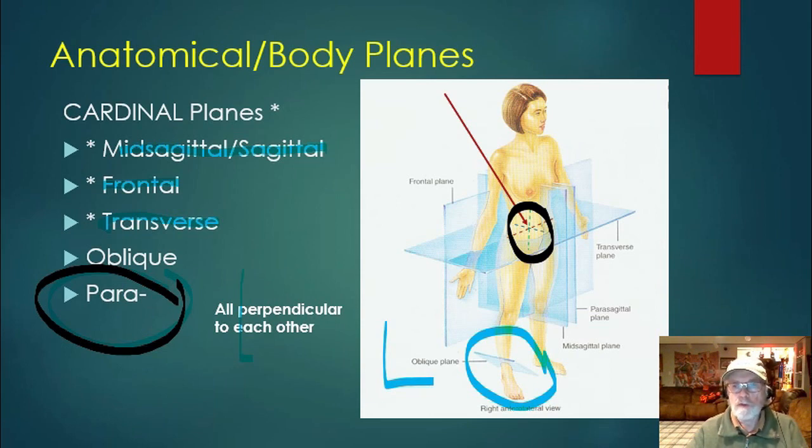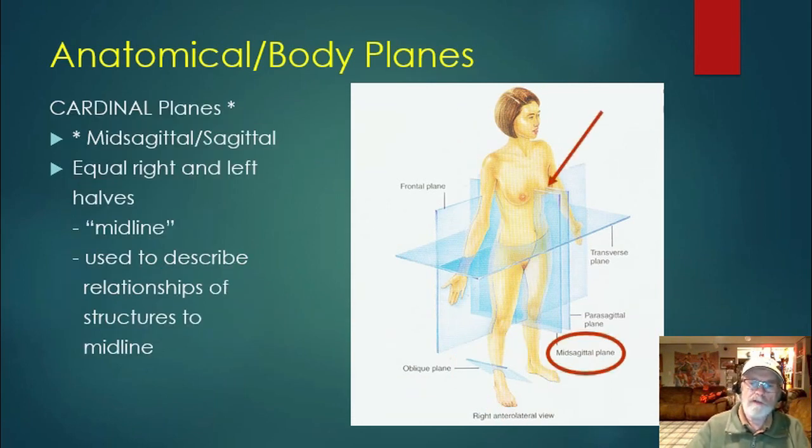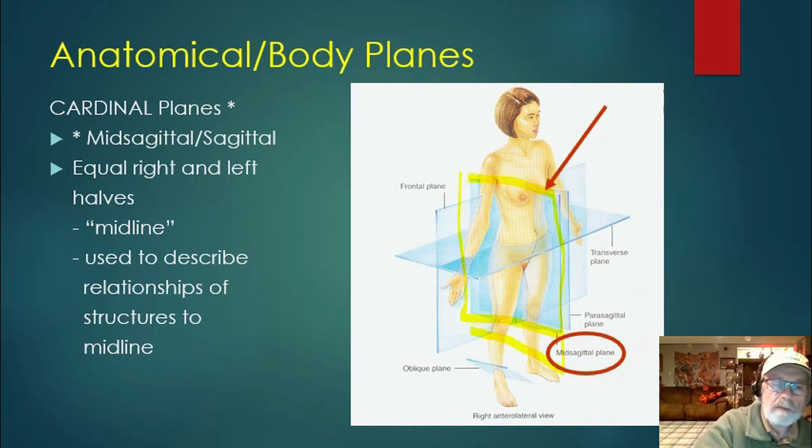So let's look at those planes individually and try to find what each of them is. Let's first of all look at this sagittal or mid-sagittal plane, okay? And that's this plane we have right here. We can see it. It goes through there and comes back like that. That's that plane. It divides the body into a right and a left side.